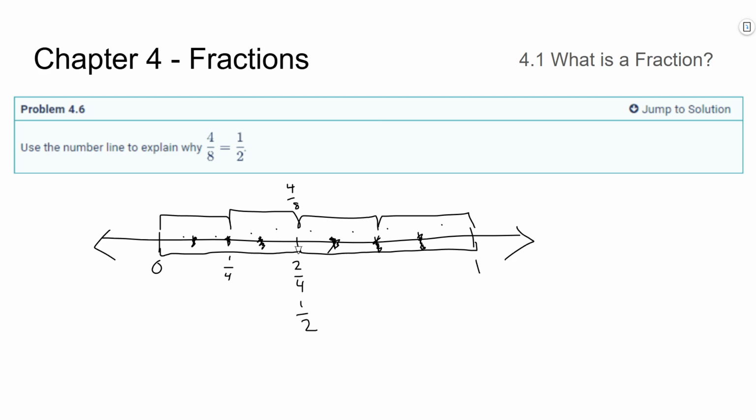It's the same point. It was right in the middle, but when we split it up into 8, then the middle section was 4/8. When we split it up into 4ths, the middle point was 2/4. And when we split it up into 2 sections, then the middle point was 1/2. So they are equal. It's always at the same point. It just depends on how you split it up.